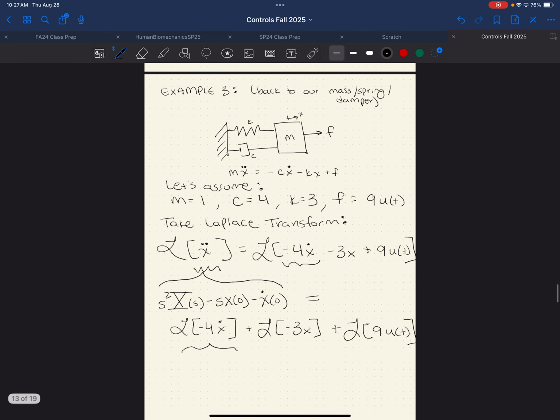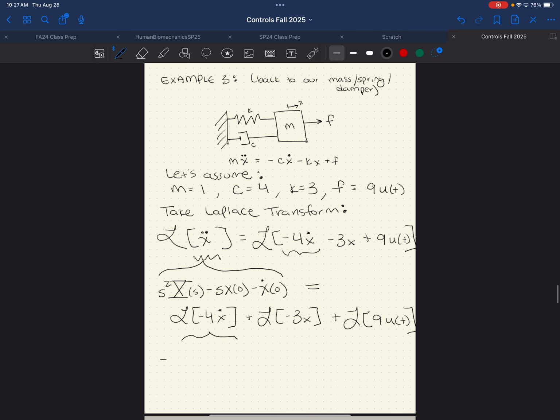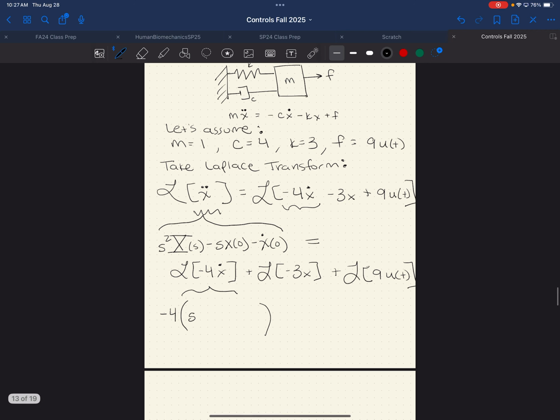So x dot is a first derivative. So I'm gonna ignore our minus 4 for a second because it's gonna multiply everything that has to do with this x dot. And remember, we have a single derivative, so we multiply by an s, capital X of s, minus what? X of 0, very good. Our initial position, okay? A little simpler because it's a first derivative and not a second derivative.